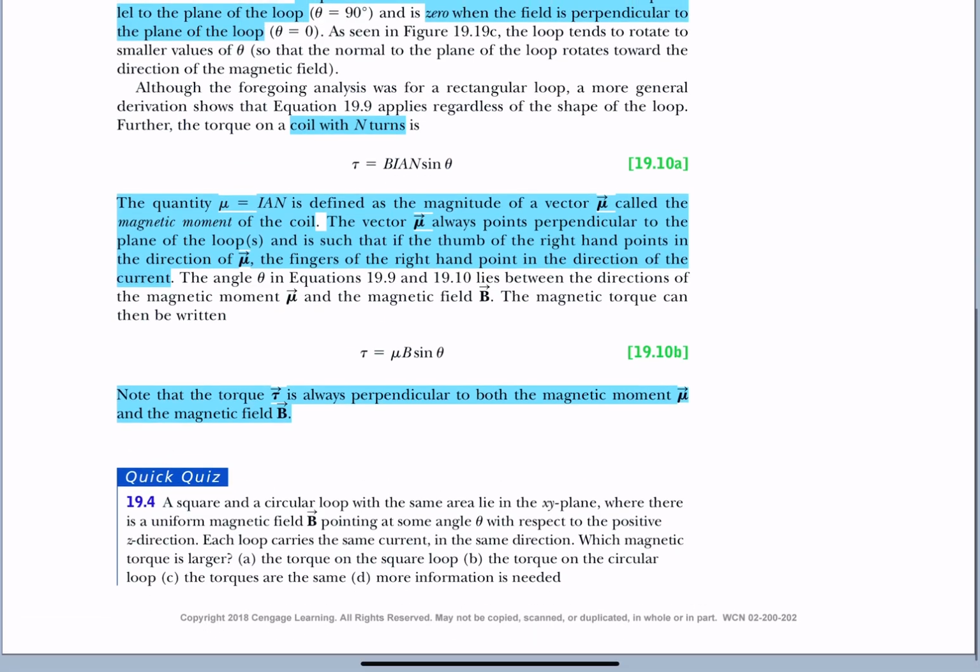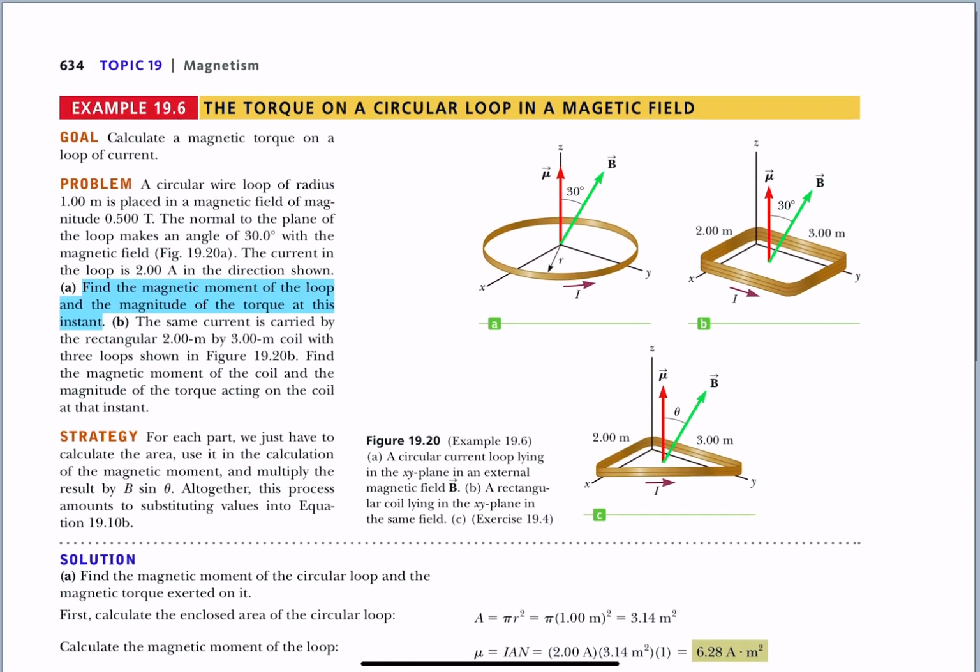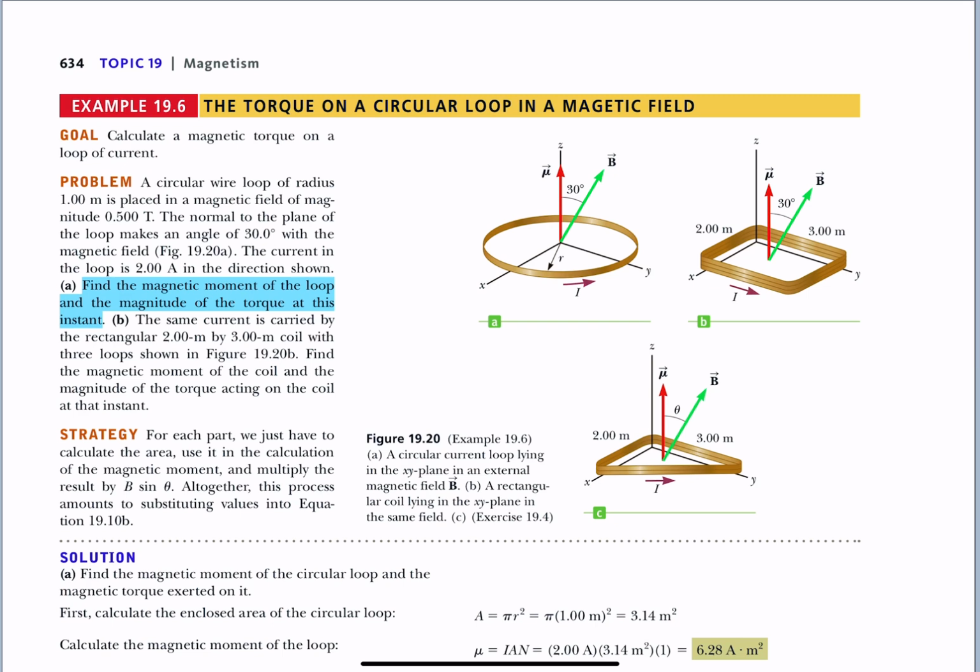The drawing for this is on the next page, 634. And you can see that the loop, where the current is going counterclockwise, is in a plane, the XY plane, and therefore the vector representing IAN is perpendicular to that, represented by the red letter going up.